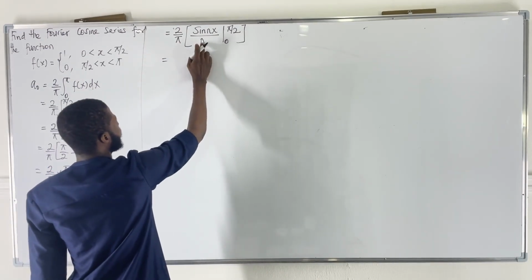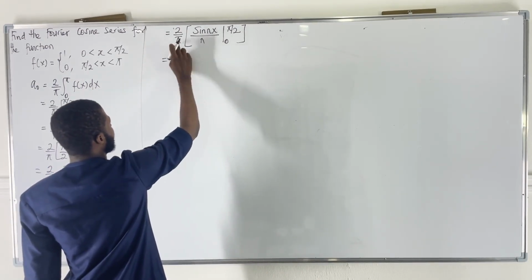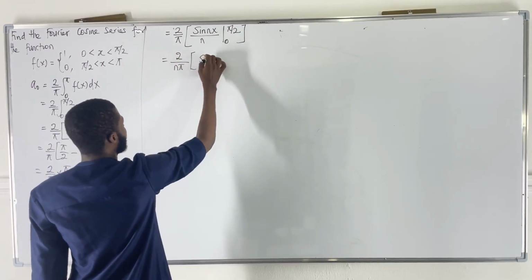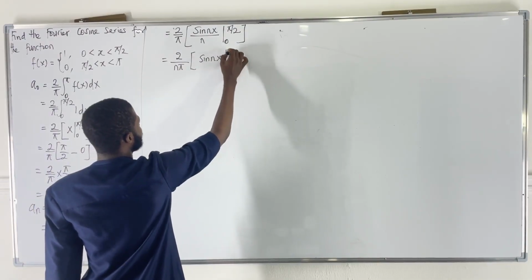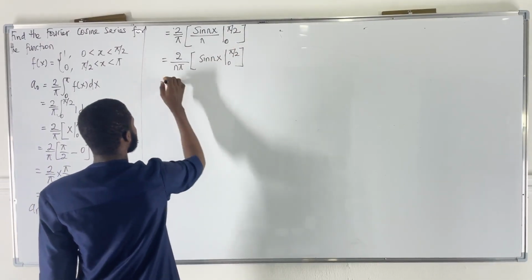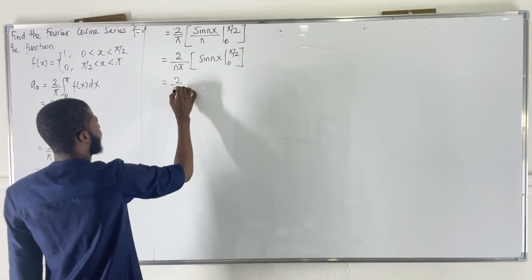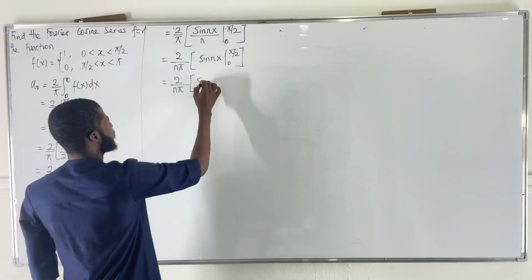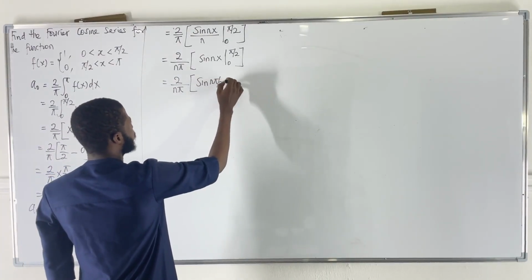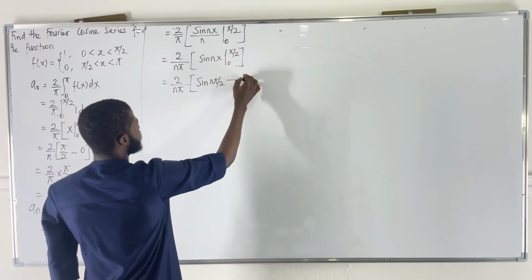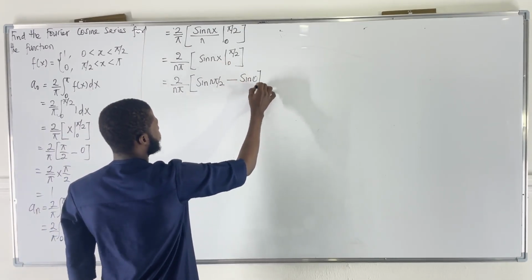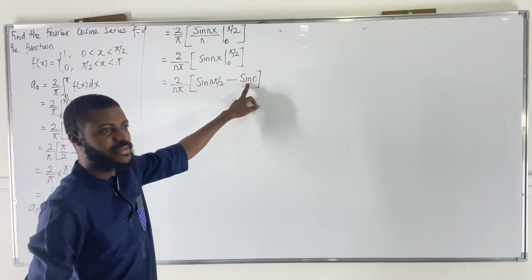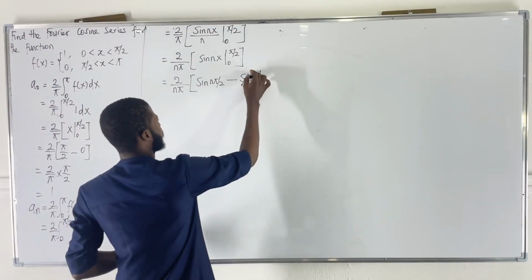Now, this n here is a constant, so I can bring it out. So this will become 2 over n pi into sine nx from 0 to pi over 2. Now anywhere I see x, I'm going to be putting pi over 2. So this is sine n pi over 2 minus, anywhere I see x, I'll be putting 0. So this will be sine 0, which will give us 0, because sine 0 is 0.